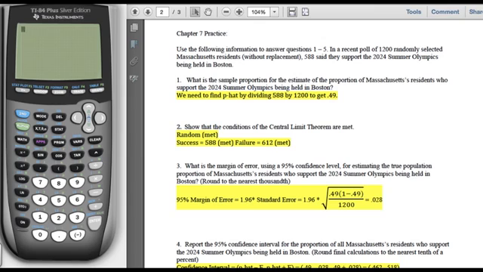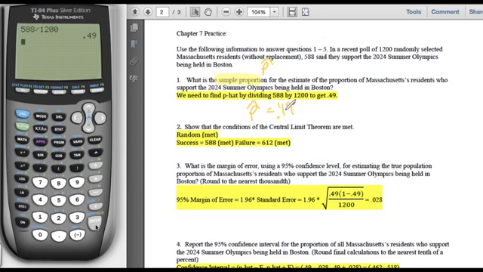And number one, we want to know what is the sample proportion for this scenario. What is p hat? To find p hat, you take 588, your number of successes from the problem that said yes, divide by the sample size of 1,200. So 588 divided by 1,200 is 0.49. In our sample, 49% of people said yes, I would support the Olympics being held in Boston 2024.